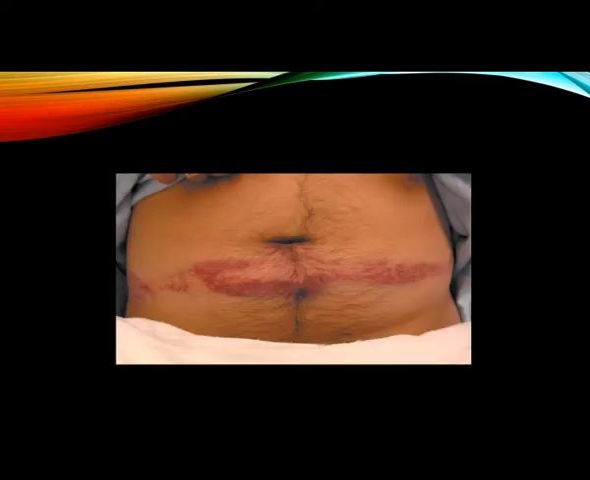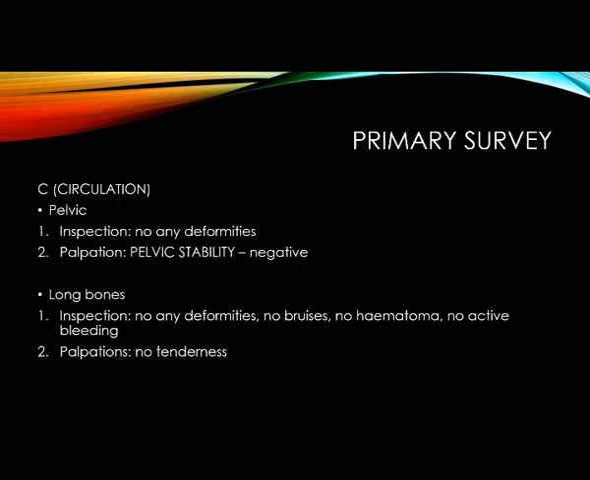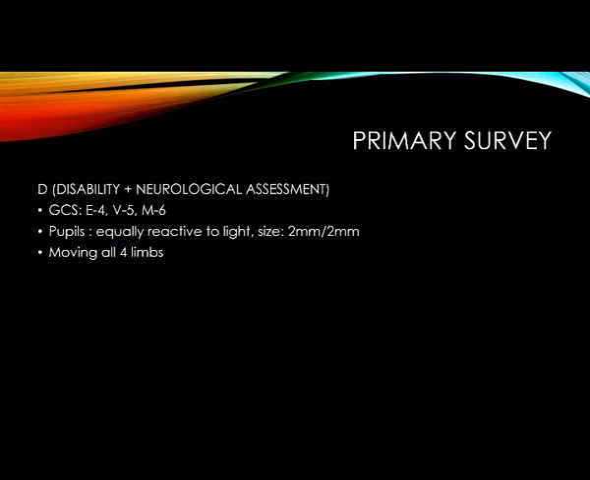This is an example of the seatbelt sign over the lower abdomen. Finishing with the abdomen region, we go to the pelvic region. Inspection: there is no deformity. Palpation: pelvic stability was tested, showing negative. Long bones inspection: no deformities, bruises or hematoma, and no active bleeding seen. Palpation showed no abnormality. Finished with C, we go to D.